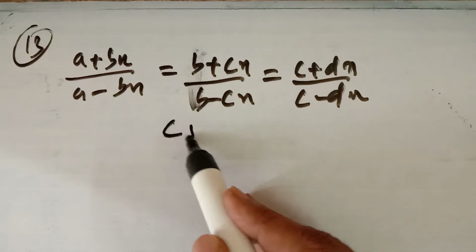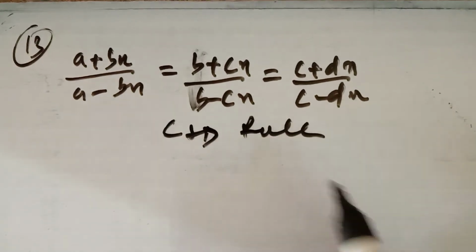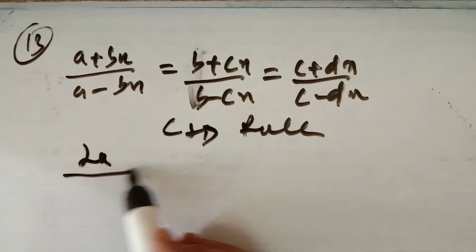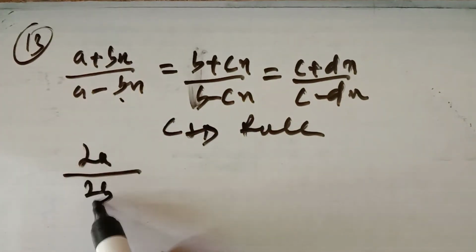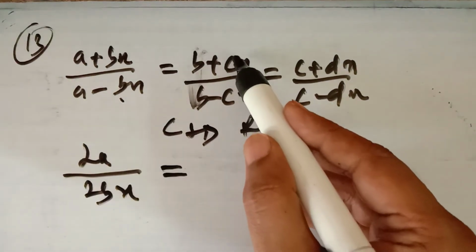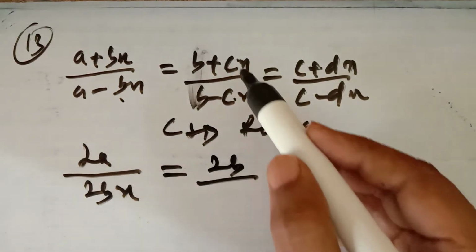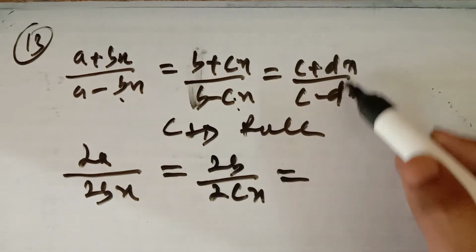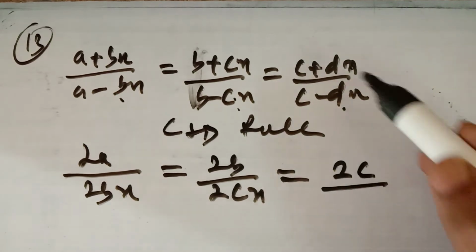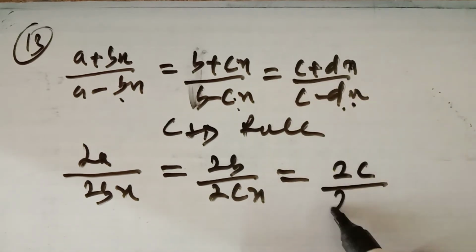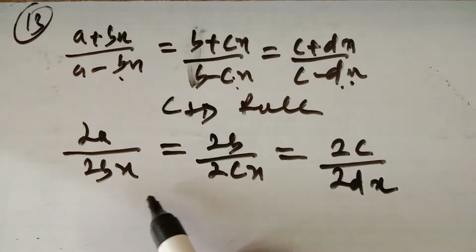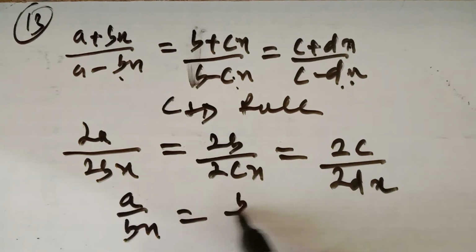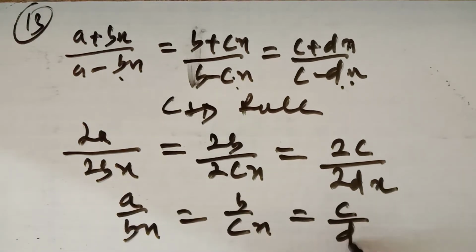Now you can use the componendo and dividendo rule in these 3 ratios. The rule is you add both of them in the numerator and subtract both of them in the denominator, like this. Adding numerator, this plus this, you will get 2a. In the denominator, subtract this minus this, it will be 2bx. Is equal to, you add both of them in the numerator, it will be 2b, and subtract both of them in the denominator, it will be 2cx. So what you are getting, 2 and 2 cancel, it will be a upon bx is equal to b upon cx is equal to c upon dx.